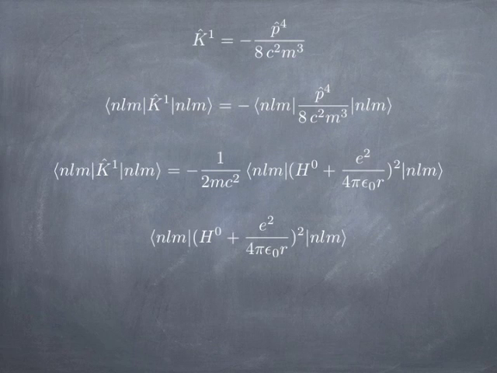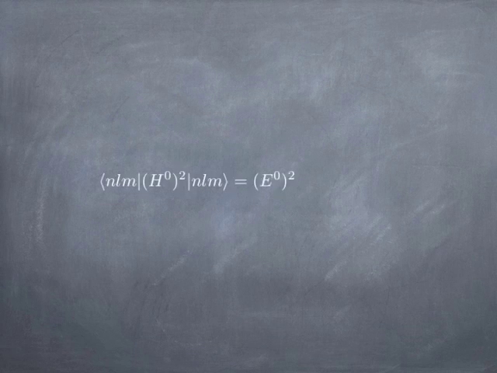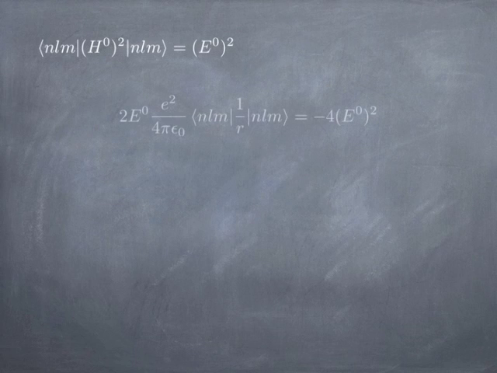So we square that thing. We're going to get three terms: an h0 squared, an h0 divided by r, and a 1 over r squared. The h0 squared is easy because that's just the square of the unperturbed energy. Then the next thing we have to worry about is the h0 times 1 over r. But of course h0 is just the unperturbed energy, and so that reduces to the unperturbed energy times the expectation value of 1 over r.